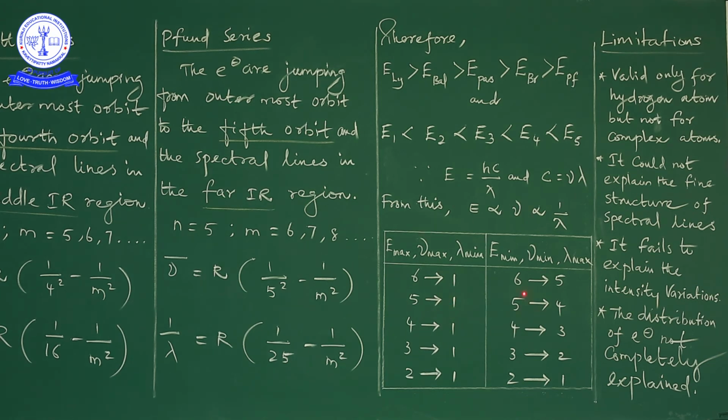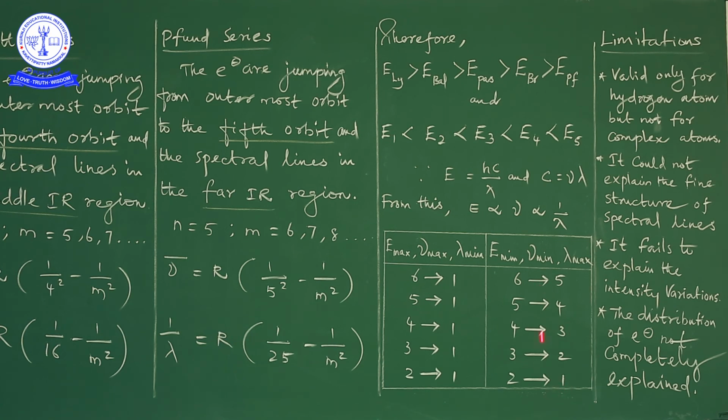See the next term. The next term is entirely different from the first category. Here, all the electrons jump from the outermost orbit to the first orbit only. But the second category is the electron jumping from the 6th orbit to the 5th orbit, the 5th orbit to the 4th orbit, the 4th orbit to the 3rd orbit, the 3rd orbit to the 2nd orbit, and the 2nd orbit to the 1st orbit.